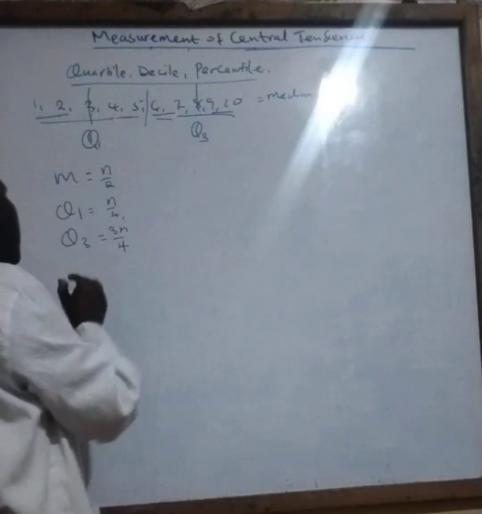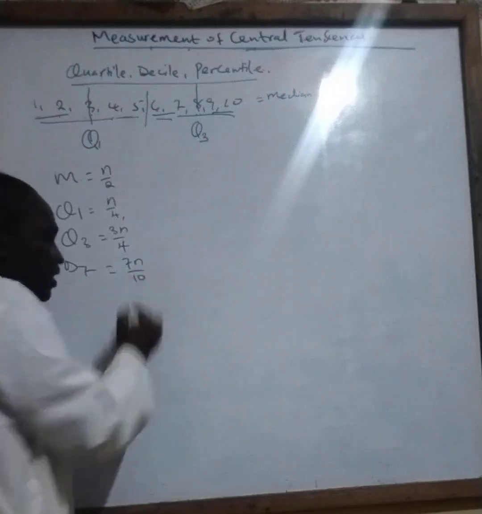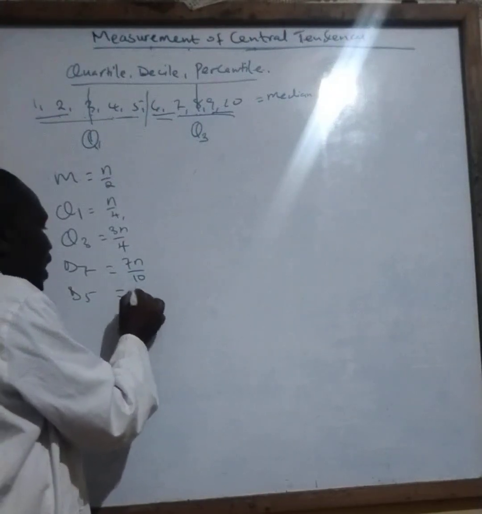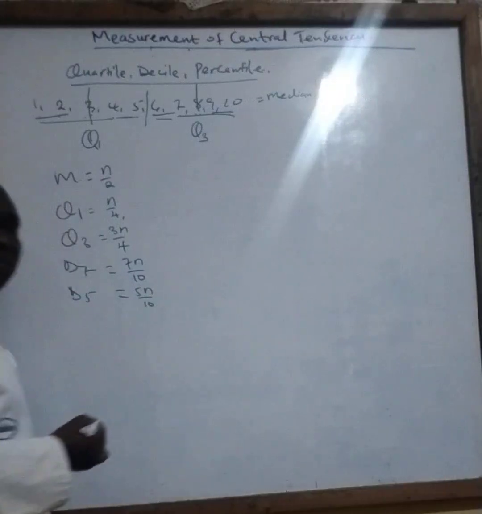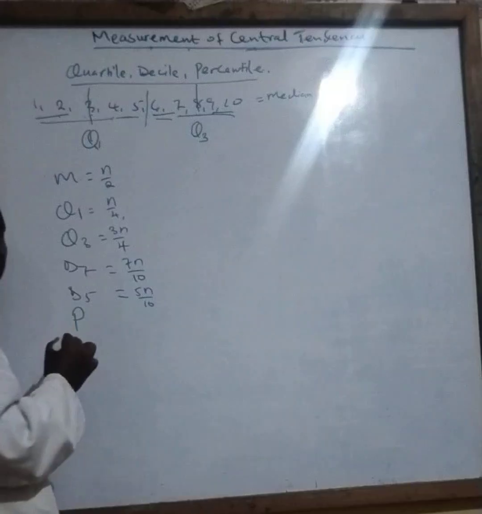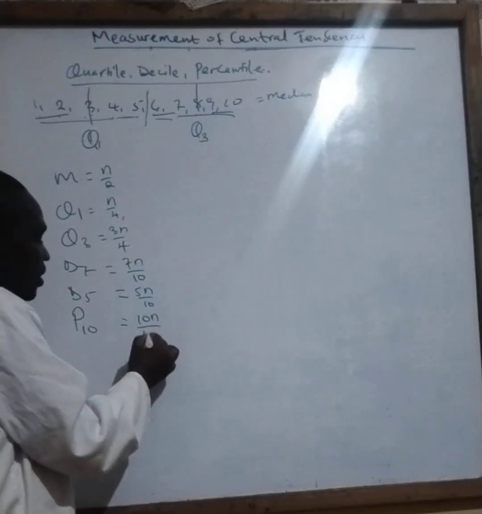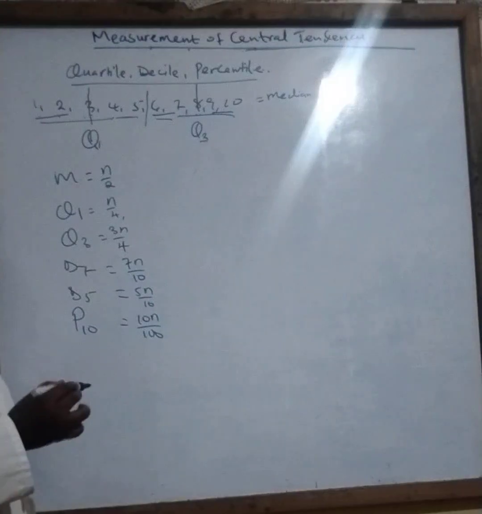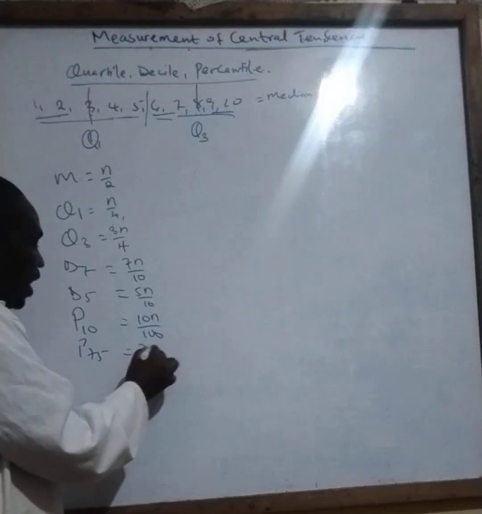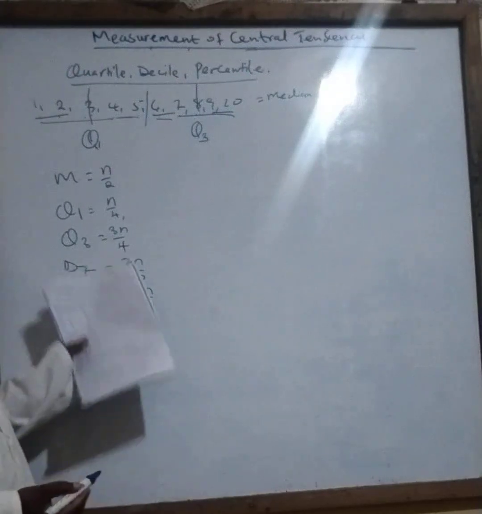If it is decile, maybe D7, it means 7n divided by 10. If it is D5, it means 5n divided by 10. See that, class? If it is percentile, we normally present with P. P10 means 10n divided by 100. If it is percentile 75, it will be P75 equals 75n divided by 100. You can see how simple it is.